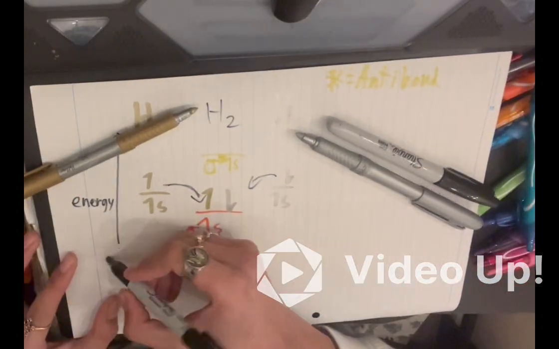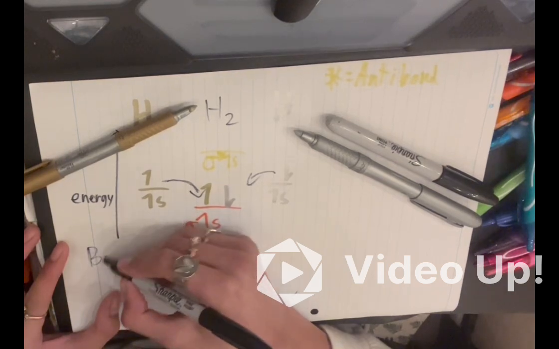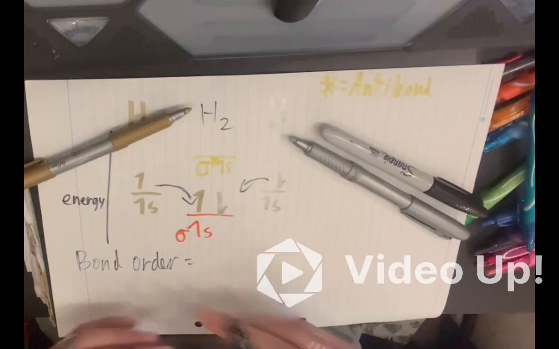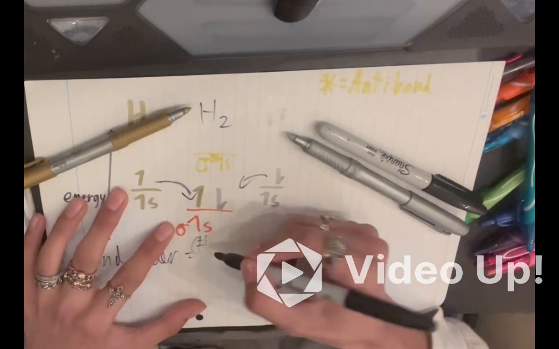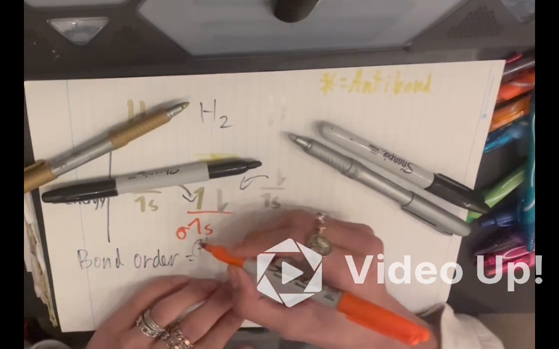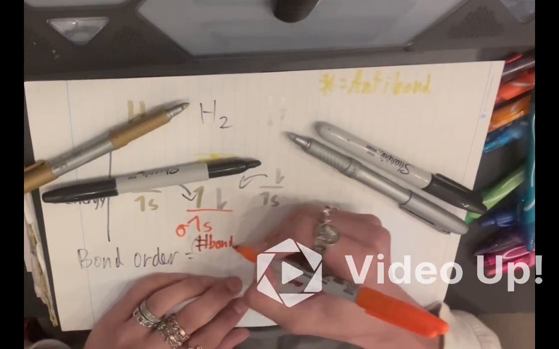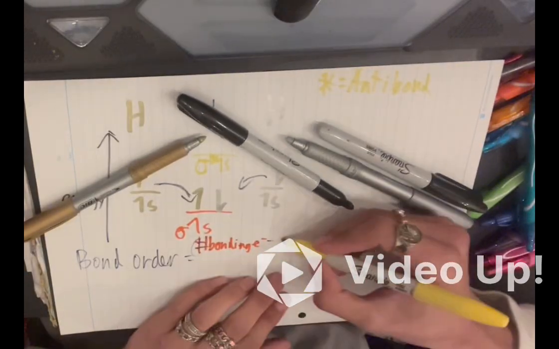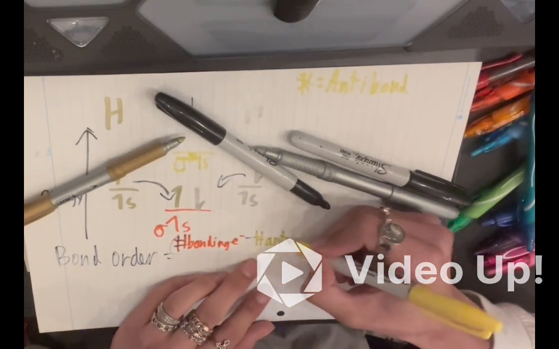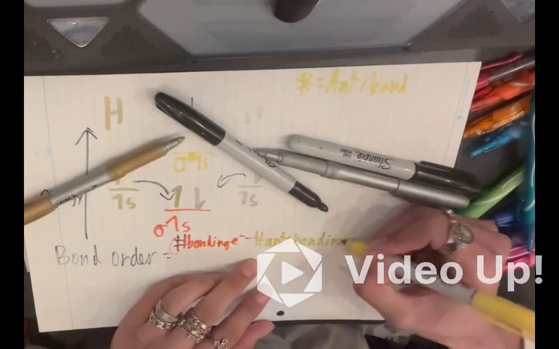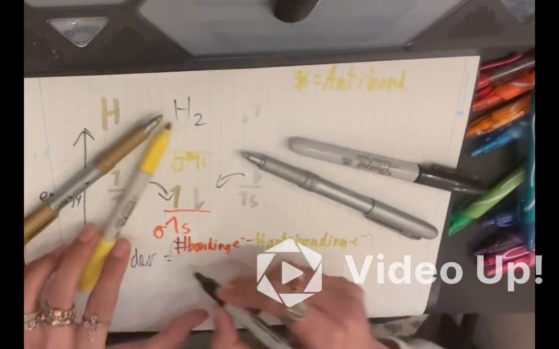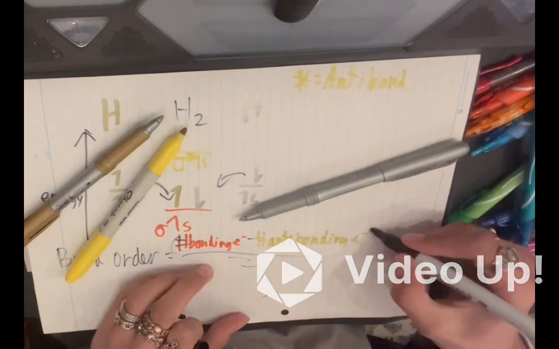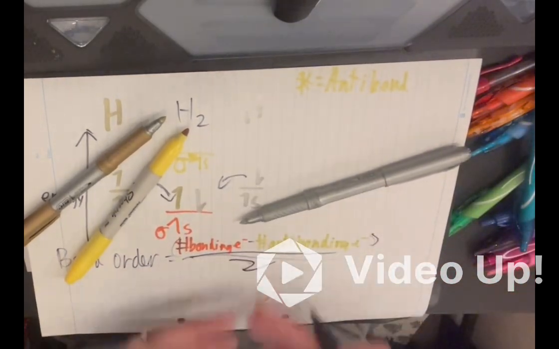So now we're going to calculate bond order. To solve for this, you're going to have your number of bonding electrons minus the number of anti-bonding electrons. And take all that, and you're going to divide it by 2.